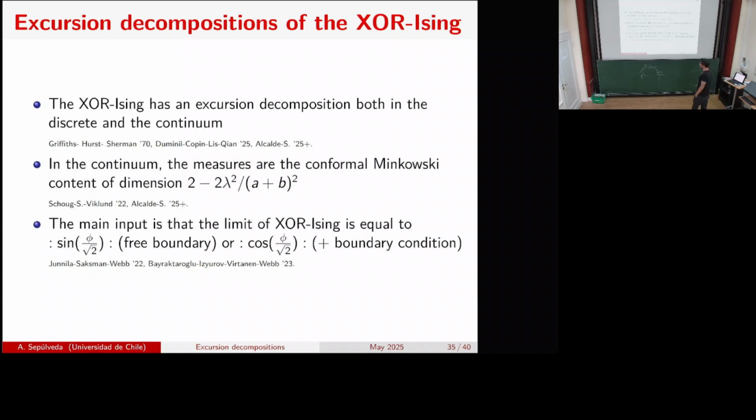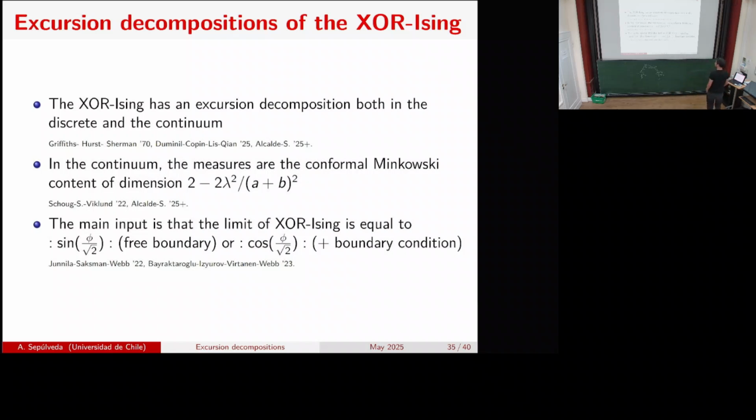So where does this come from? The main input is that the limit of XOR-Ising is equal to the sinus of the Gaussian free field or the cosinus of the Gaussian free field, given the boundary conditions we have. How does one guess? Well, if I have free boundary condition, the field has to be big on the boundary. So it has to be something that's exploding, so it has to be a cosinus, because cosinus of 0 is 1. And if it's not, then it's the sinus. So here you get this 1 over square root 2.